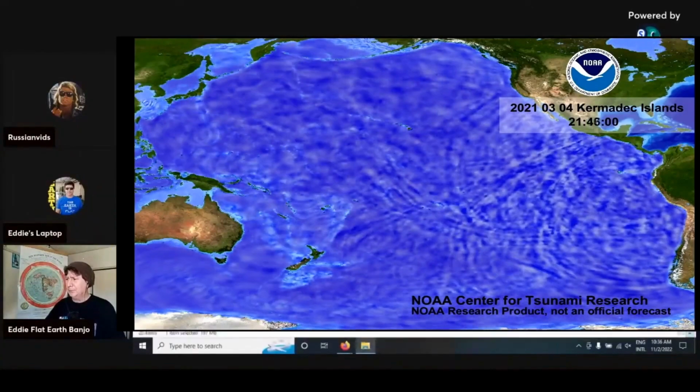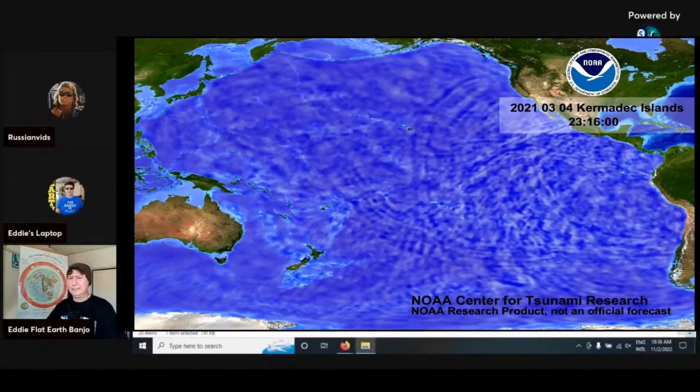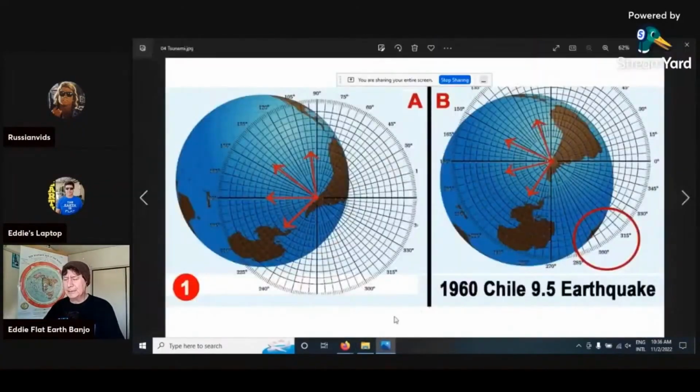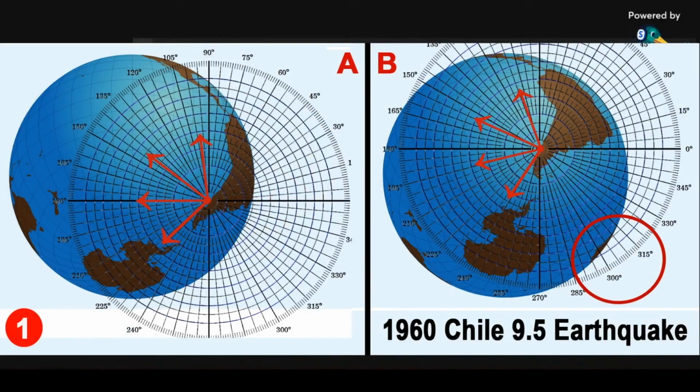Now, the point I want to make is this one here. In 1960, we had the biggest earthquake ever recorded in modern history. We had a 9.5 earthquake in Chile, right here. The earth shook for 11 minutes. Now I live here in Japan. We do have earthquakes here.